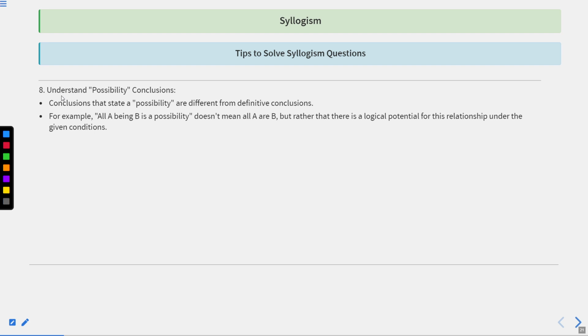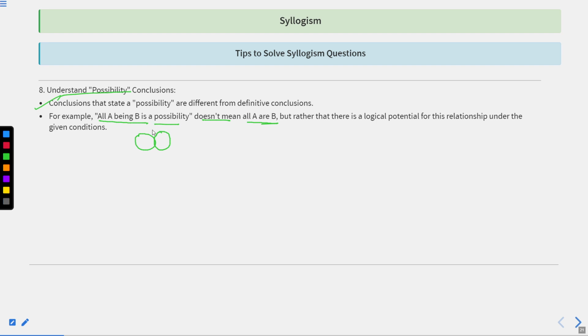Now understand the possibility conclusion that we have already discussed: all A being B is a possibility, which doesn't mean that all A are B. All A being B is a possibility, meaning that there is a minimum criterion that some of the A are B, but we cannot say that all A are B.